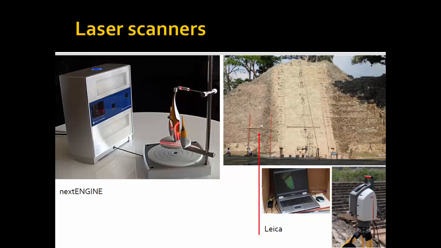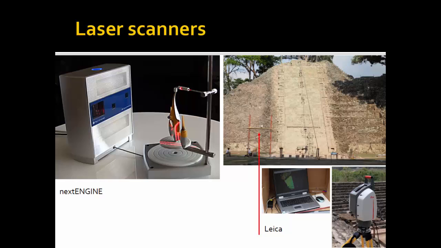Now, laser scanners are another kind of mainstream technique of documenting objects in 3D, creating point clouds of measurements of the surface topography. And there are relatively small and portable laser scanners. Our next engine is the most common variety of a small portable scanner.